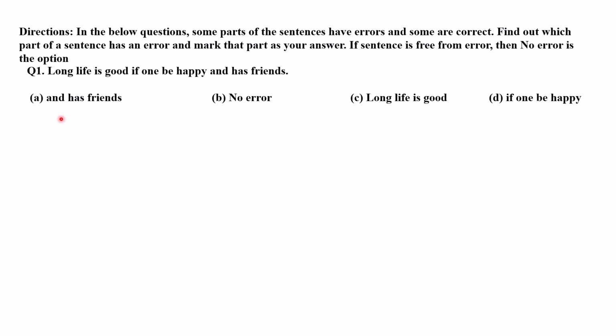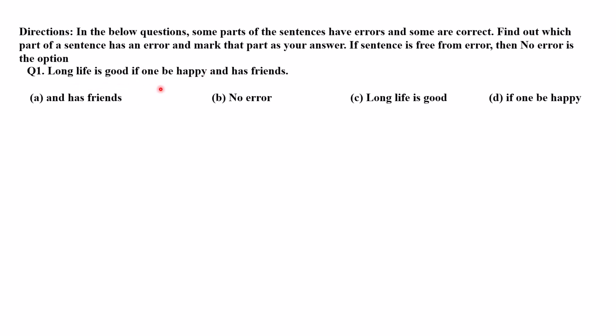Four options are given. One is "and has friends", where some correction may be required; or no error; or "long life is good"; and D is "if one be happy". So read the sentence clearly again: Long life is good if one be happy.